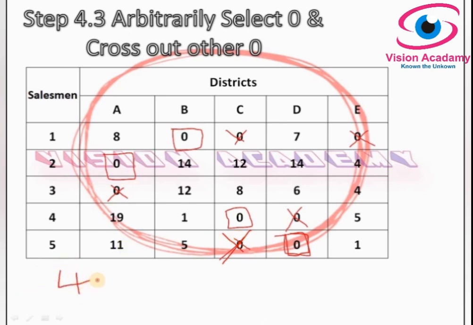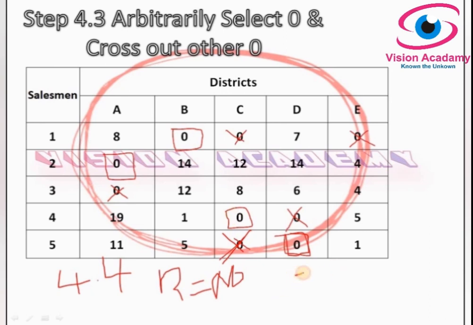That is step number 4.4. To ensure an optimal solution, the number of rows must be equal to the number of assignments. Number of rows must be equal to number of assignments. In this case there are 5 rows and the number of assignments is 1 2 3 4.